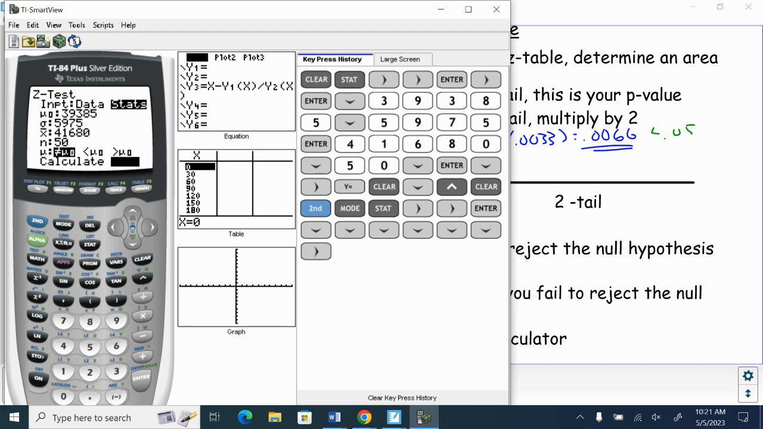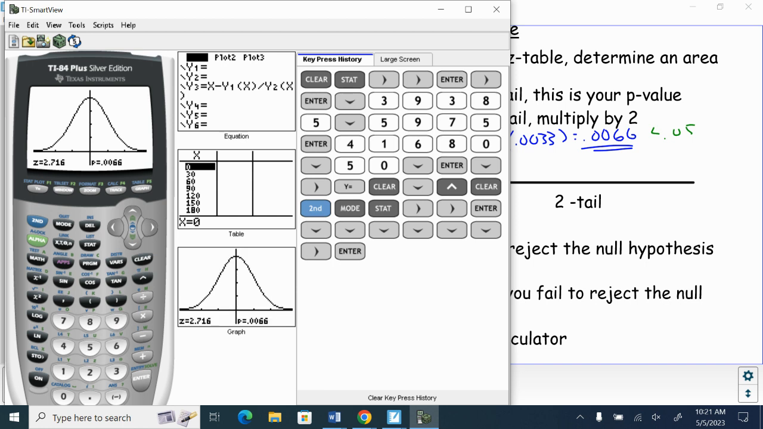Now let's go down to the very bottom and let's draw. Highlight your draw and hit enter. We get our bell-shaped curve. We get our z-test score, which we calculated to be 2.716. And we also get a p-value.